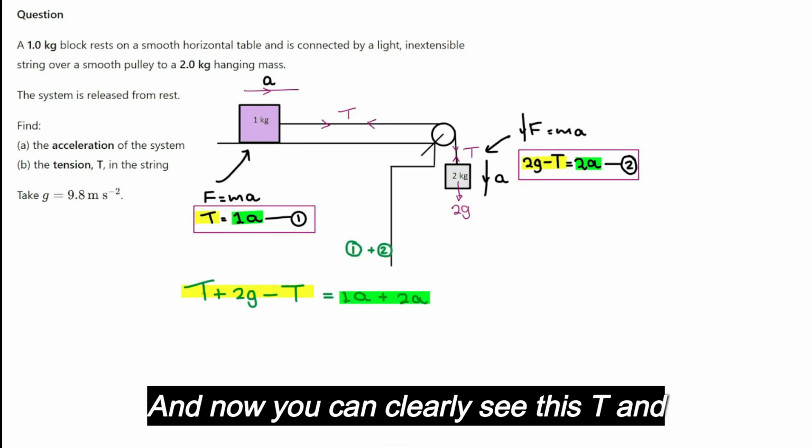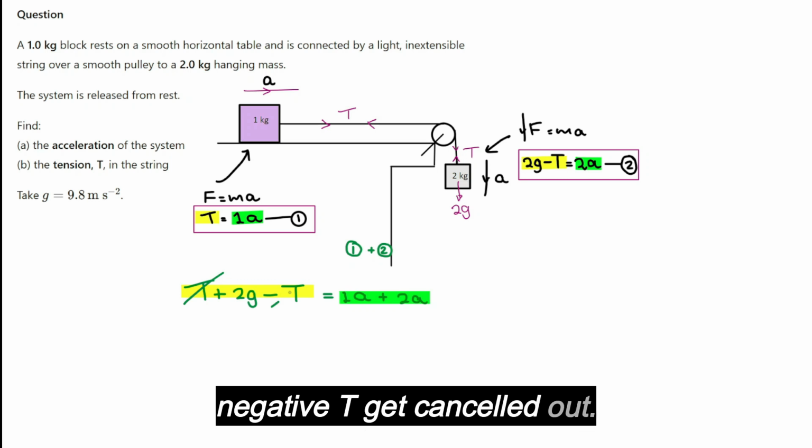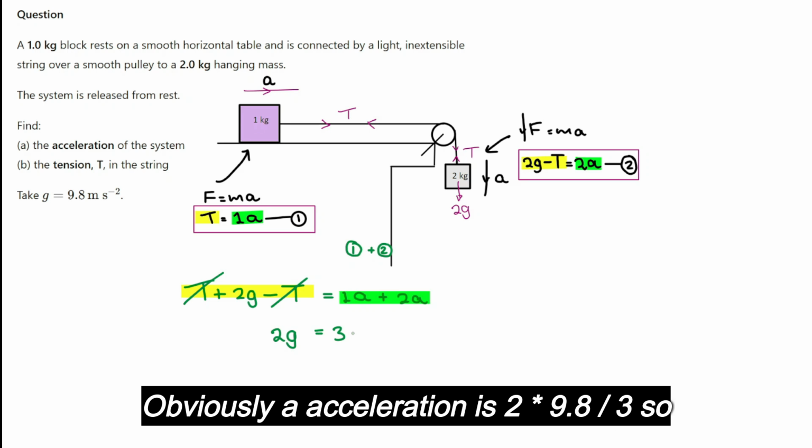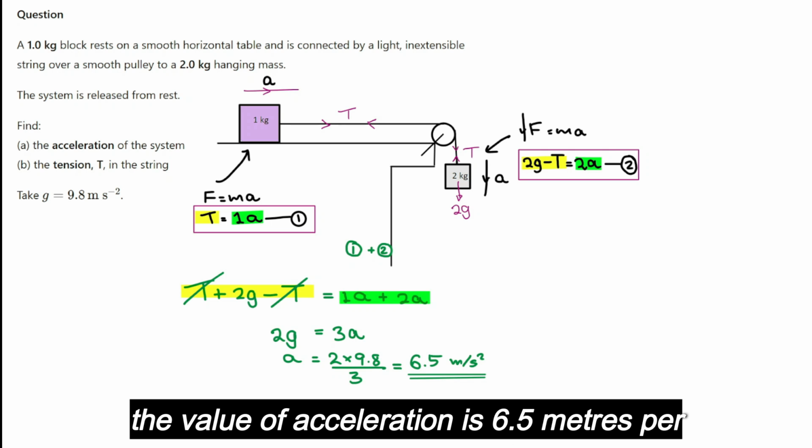And now you can clearly see this T and negative T get cancelled out. So we get 2g is equal to 3a. Obviously, the acceleration a is 2 times 9.8 divided by 3. So the value of acceleration is 6.5 meters per second squared.